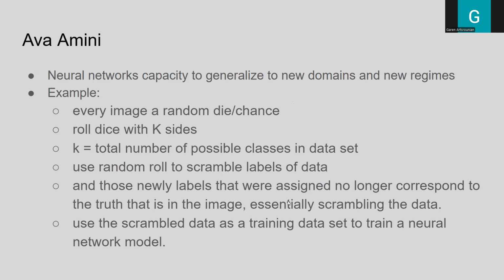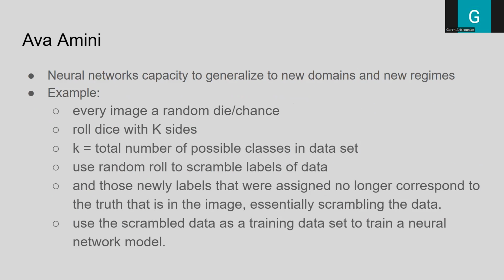I think Ava Amini's exploration of neural networks' capacity to generalize or fail to generalize to new domains and regimes is fascinating. Just how these models behave when trained on scrambled or randomized data is fascinating.